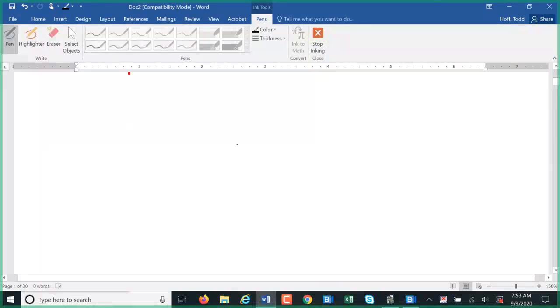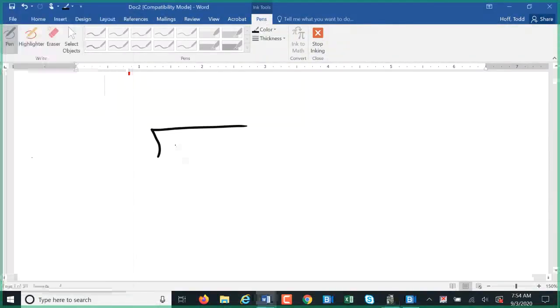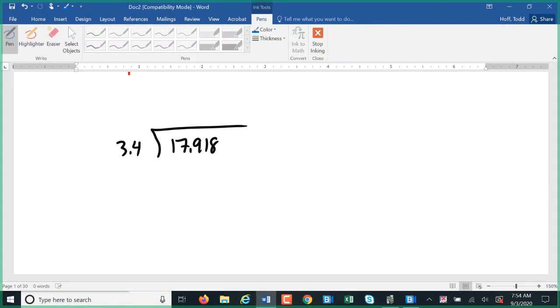Well, division with decimals. So let's do 17.918 divided by 3.4. Now, again, we showed you back on the second day of class the actual long method of doing long division, the original method with all of the steps in there. And, of course, it took a lot of space, and there were a lot of steps.